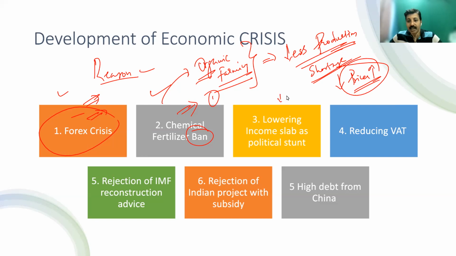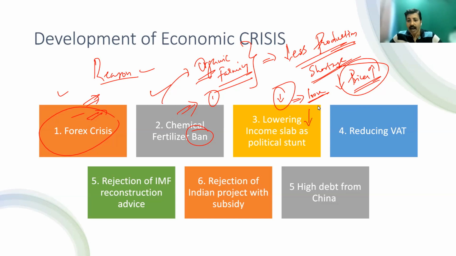Another thing they have done is lowering the income slab as a political stunt. The previous regime, when they went for the political campaign, just to appease the people, simply announced that once they come to power, they will reduce the income tax slab of the country. And they have done it, without much calculation of how much money they were going to lose. One side, their production is not up to the standard. Another side, a forex crisis was looming. But some of the political leadership missed the bus on these two major things, and they went ahead with their political statement. They started lowering the income slab.